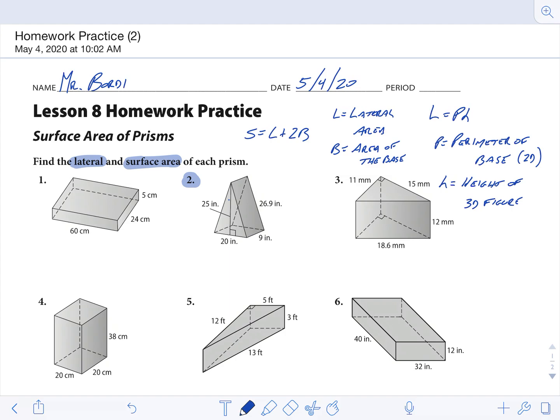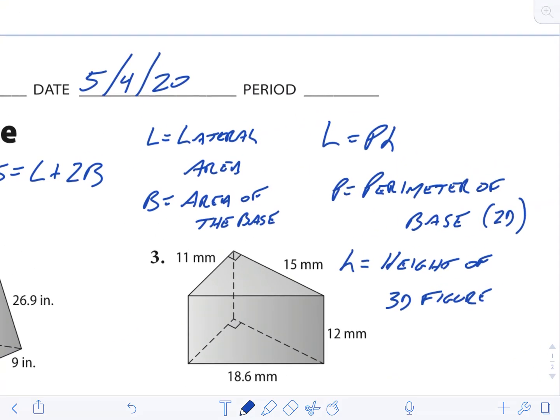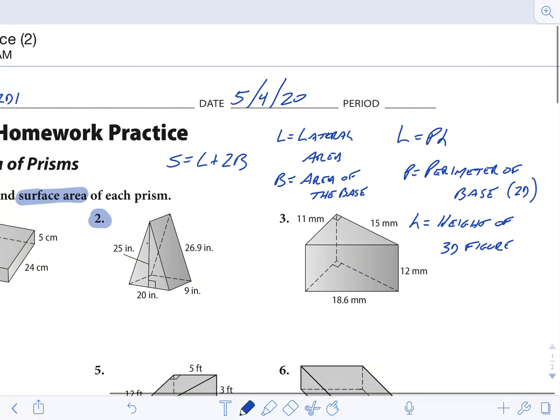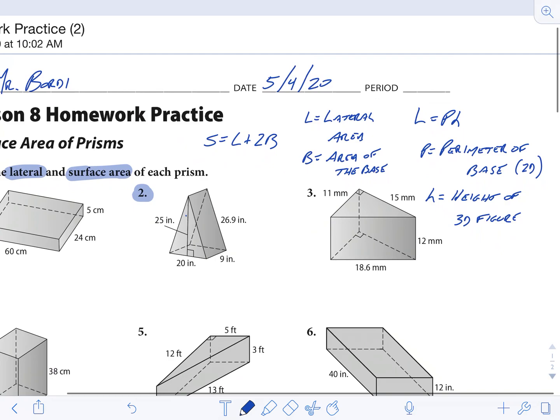Now how do we figure out the lateral area? L would equal capital P times H, with the capital P being the perimeter of the base. Remember, the base is a 2-dimensional flat surface. For number 2, the base would be a triangle. There are 2 triangles, those would be the bases. And the H is the height of the 3D figure, the 3D prism. How tall would it be if I stacked all those triangles up?